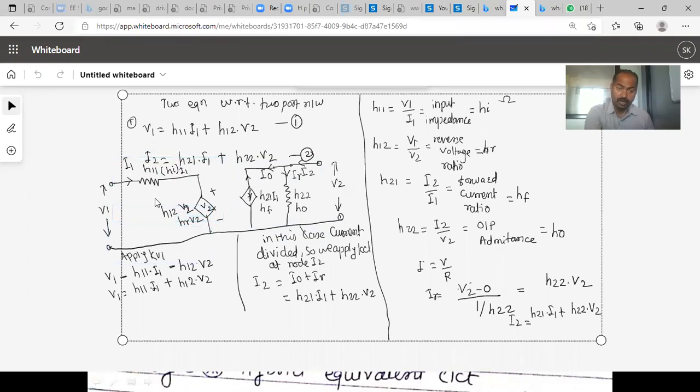Also we don't write the current as I1. In the case of common base, common emitter, common collector configurations, the particular current should be the base current, collector current, or emitter current. So this is nothing but I1. We don't write I1 here. It should be IE, IC, or IB. We have seen the same thing.